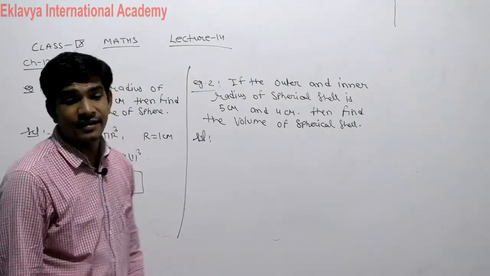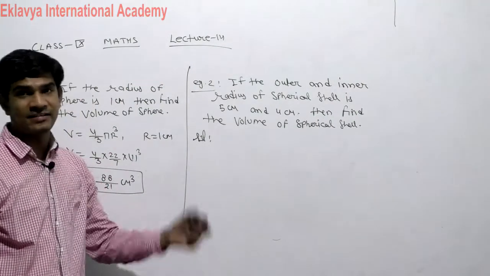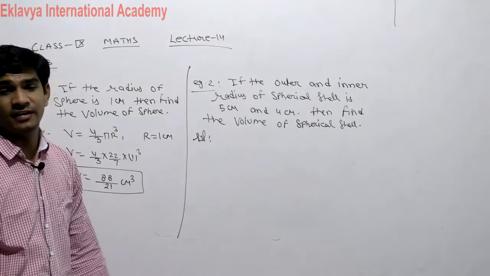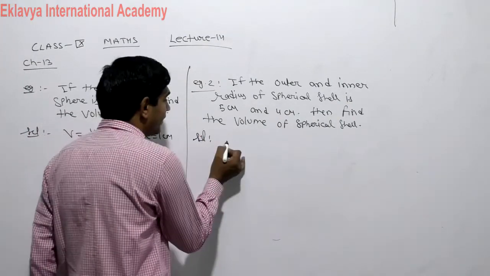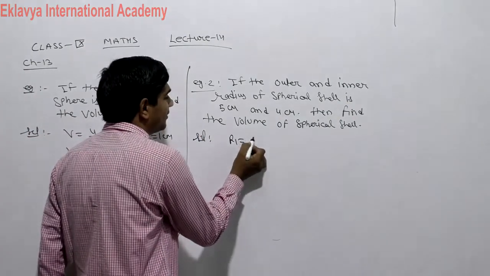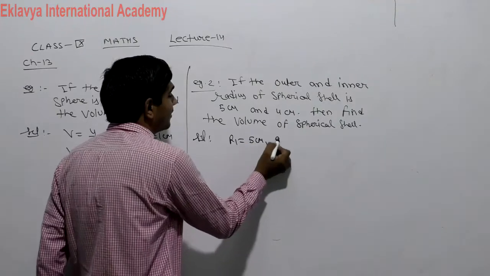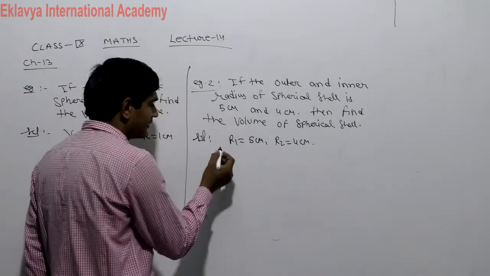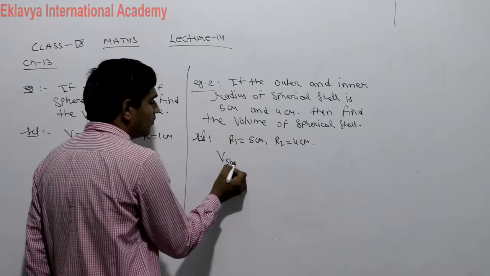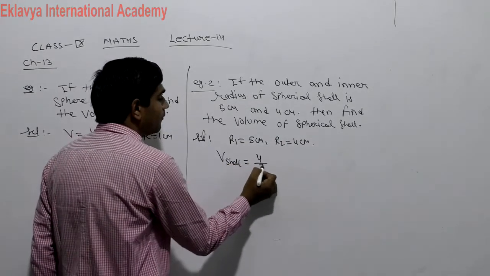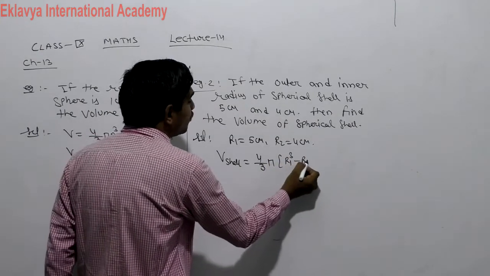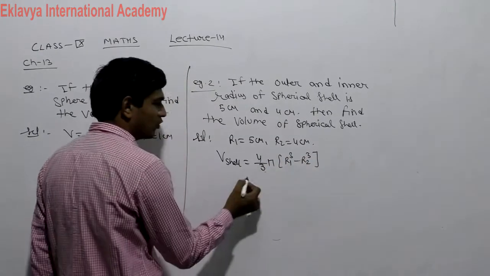Here its internal radius is given and external radius is also given. So here R1, the external radius, is 5 centimeter, R2, the internal radius, is 4 centimeter. So what is the volume of the spherical shell? 4/3 pi, R1 cube minus R2 cube. Substitute the values.